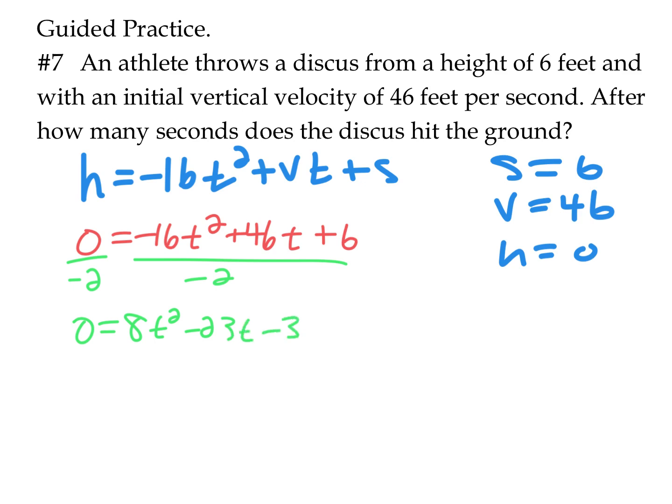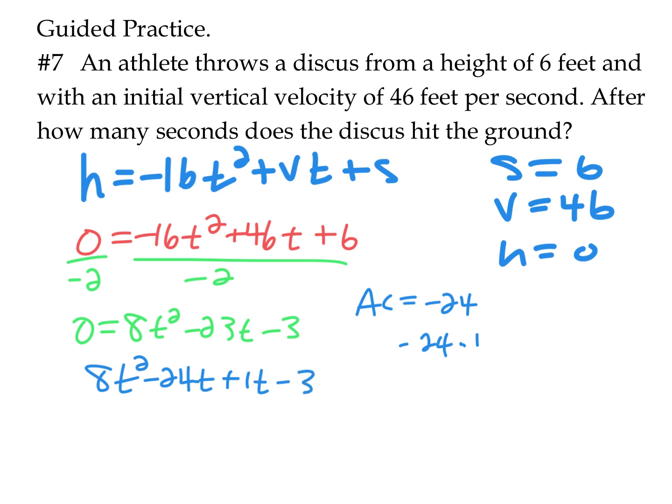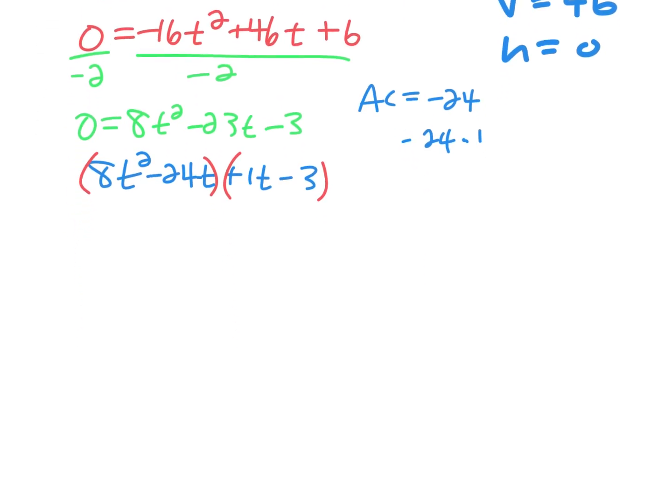And now I'm going to do the AC method. So AC in this case is equal to negative 24. So it's negative 24 times positive 1 to give me the negative 23 in the middle. So I'm going to have 8t squared minus 24t plus 1t minus 3. And now I'm going to use factoring by grouping. I'm going to group the first two terms together and then the second two terms together. And now I'm going to have to find the common factor in each of those.